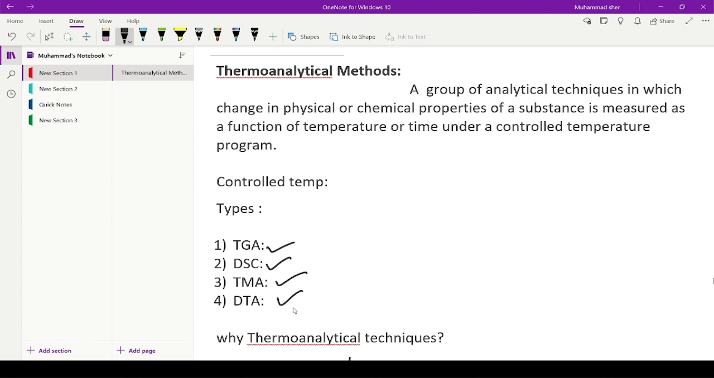Basically, in analytical chemistry, there are two types of methods which are being used for the analysis of a compound. The very first one is the spectroscopic method, in which we measure the interaction of light with the sample, or we can say the interaction of light with the substance, or the matter, and we make the analysis. And the second one is the thermoanalytical method, in which we measure the thermal behavior, or we can say the thermal property of a compound.